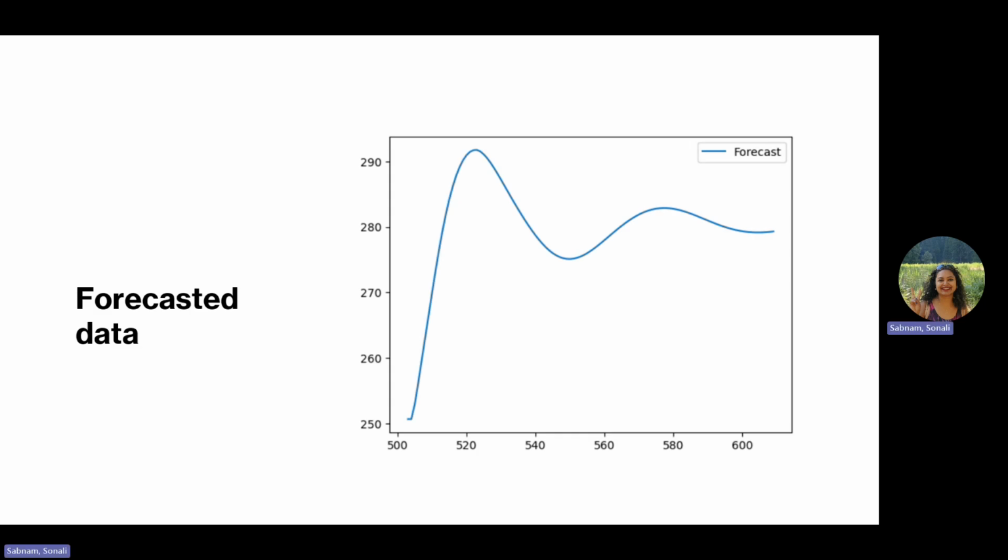Here we can see the forecasted data plot, showcasing predicted trends over a specific range. The x-axis represents the time or sequence, while the y-axis indicates the forecasted values. The curve highlights key patterns, including an initial sharp increase, peaking around 520, followed by a cyclical fluctuation. These insights are crucial for understanding potential future behavior and making informed decisions based on predicted trends. The plot can be used to validate forecasting model accuracy and identify trends such as growth, decline, or stabilization in observed data.